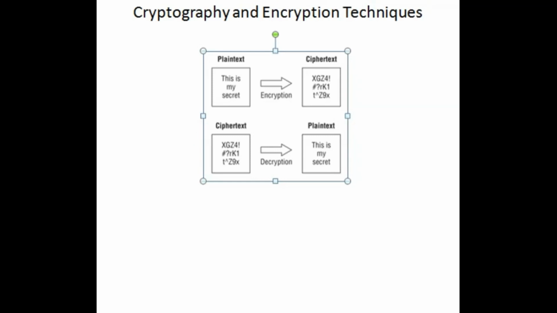Cryptography and encryption techniques. Encryption can be used to encrypt data while it is in transit or while it's stored on a hard drive. Cryptography is the study of protecting information by mathematically scrambling the data so it cannot be deciphered without knowledge of the mathematical formula used to encrypt it. This mathematical formula is known as the encryption algorithm. Cryptography is composed of two words, crypt meaning secret or hidden and graphy meaning writing. Cryptography literally means secret or hidden writing.